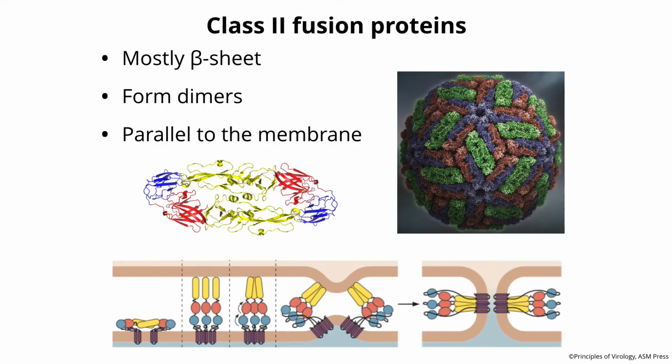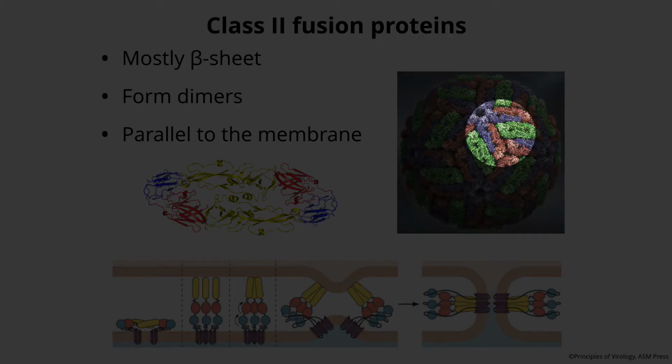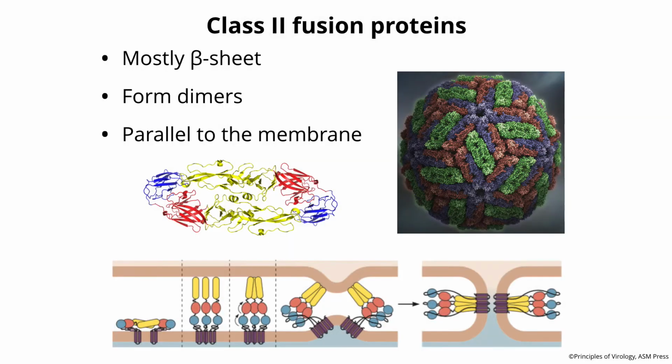There are other kinds of fusion proteins on other viruses. One that I want to tell you about is called class 3. And these are distinct because they're mostly beta sheet compared to the class 1. They form dimers instead of trimers, and they're parallel to the membrane. So here's a flavivirus, like Zika virus or yellow fever virus. And you can see instead of the spikes sticking up as they do in flu, they're lying flat on the membrane. And how does this work to induce fusion?